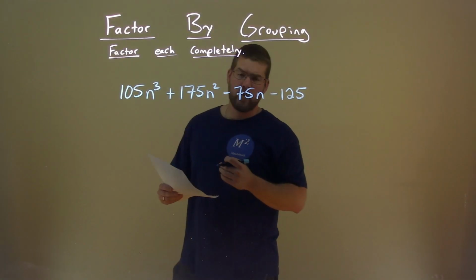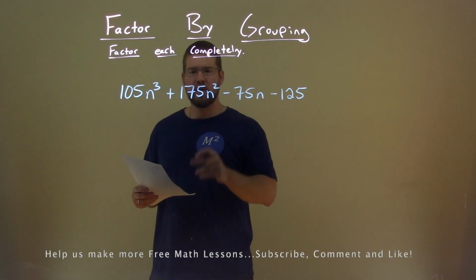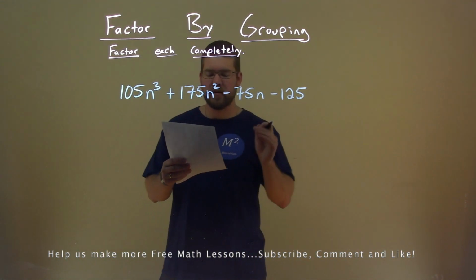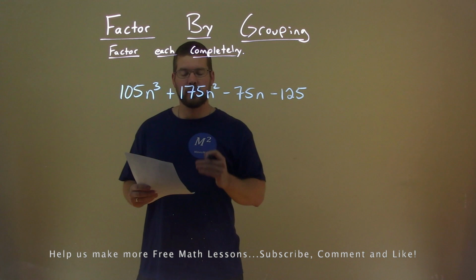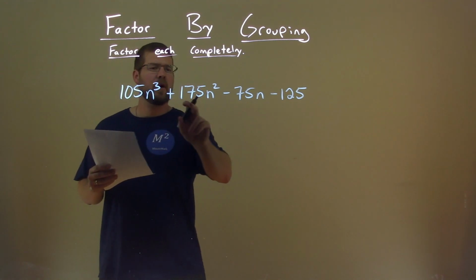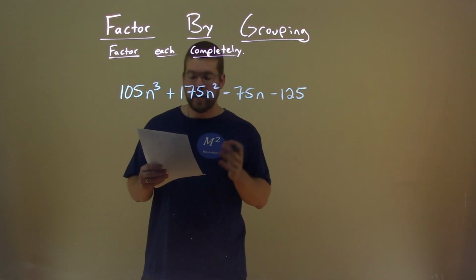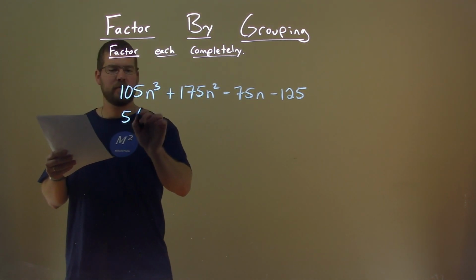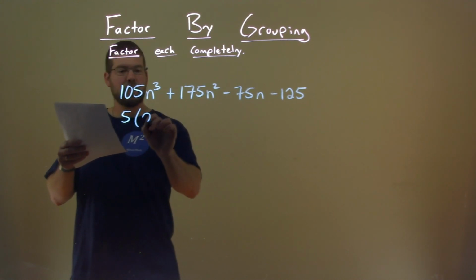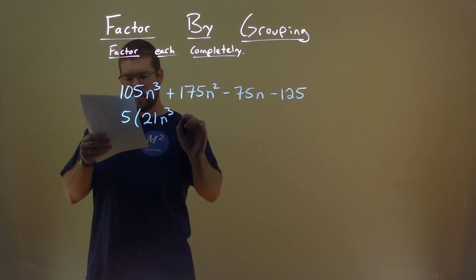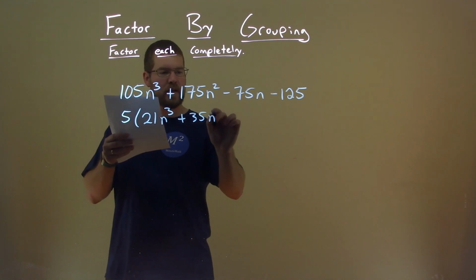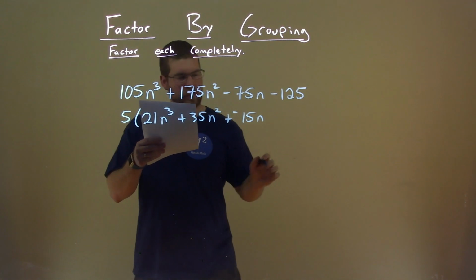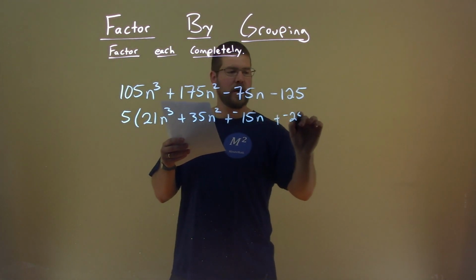We're given this problem right here: 105n to the third power plus 175n squared minus 75n minus 125. And we want to factor this completely. Well, notice all of these numbers end in 5, meaning we can pull out a 5 from all of them. Let's make these numbers smaller. If we pull out a 5 right here, we're left with a 21n to the third power plus a 35n squared, I'm going to write it as plus a negative 15n, and then plus a negative 25.